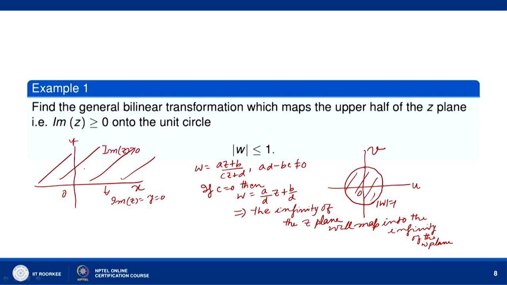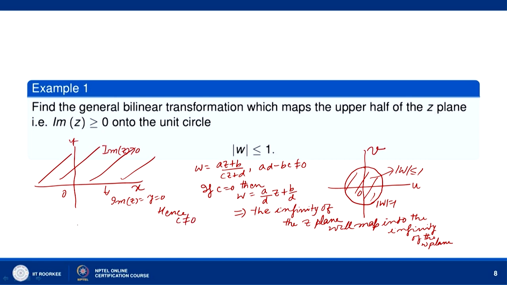So in that case, what will happen? The image of imaginary part of z greater than 0 will not be bounded. We want the imaginary part of z greater than 0 to go to a bounded region, mod of w less than or equal to 1. Mod of w less than or equal to 1 is a bounded region, and therefore it does not contain w equal to infinity. So if z equal to infinity goes to w equal to infinity, then the image of imaginary part of z greater than or equal to 0 will not be mod of w less than or equal to 1. So c cannot be 0.